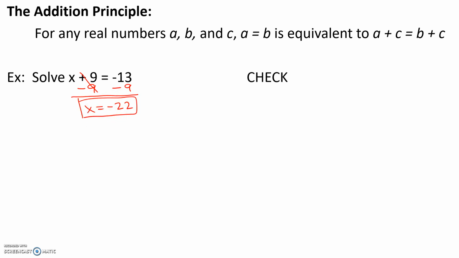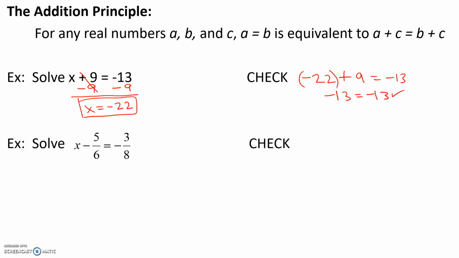Let's check our answer in the original equation. If you replace x with negative 22, we will get negative 22 plus 9 equals negative 13. If in fact x equals negative 22 is a solution, this will be a true statement. We have negative 13 equals negative 13. Therefore, x equals negative 22 is a solution. And I forgot to use parentheses. Sorry.